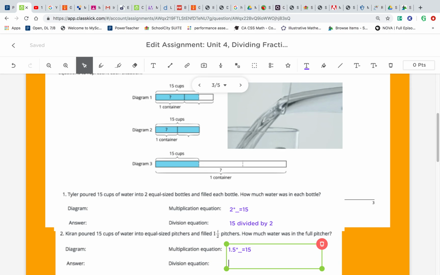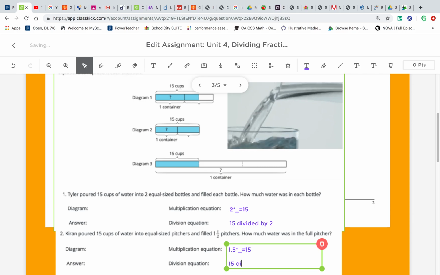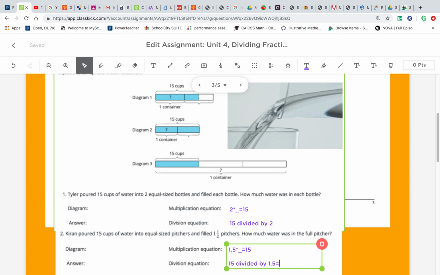Okay, so you can say that we have the 15 cups here, and we've divided those up into 1.5 containers. So 15 divided by 1.5, which is the same thing as 1 1/2, right? And that's going to equal whatever our answer is. All right. Now, you can do the math on that. I want to show you how you can use the diagram to help you understand what it's going to be.